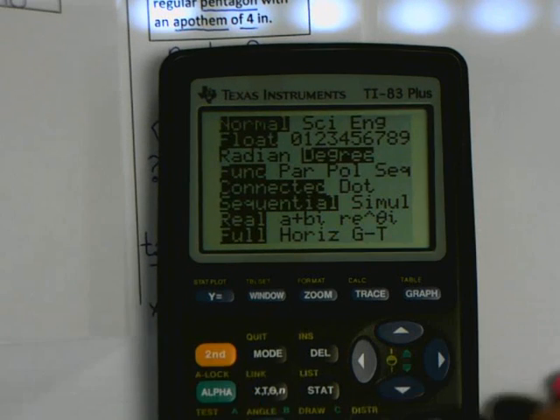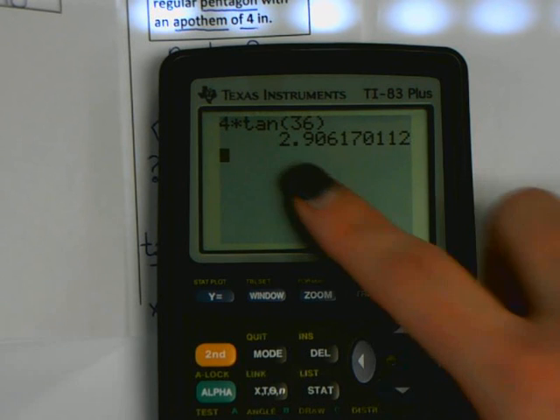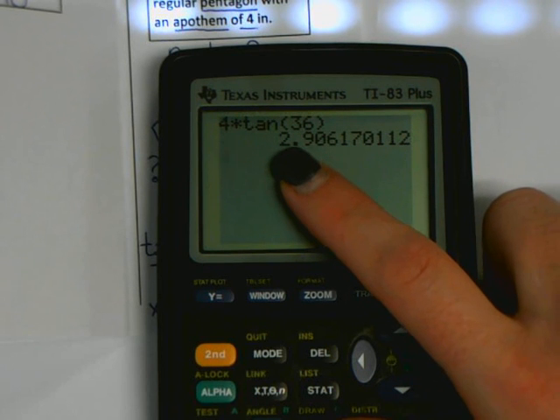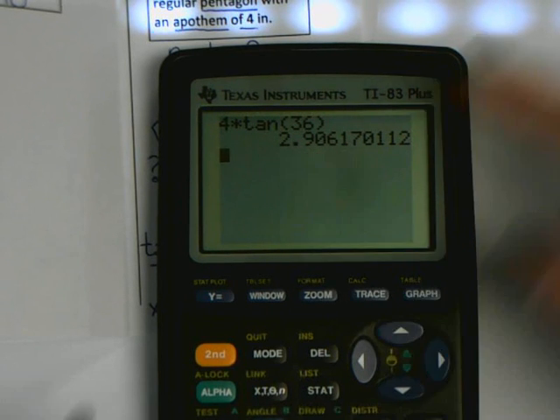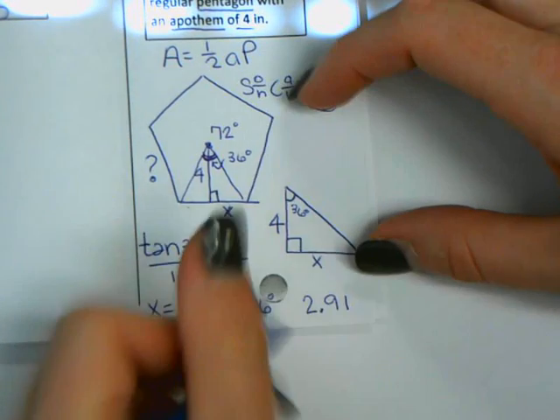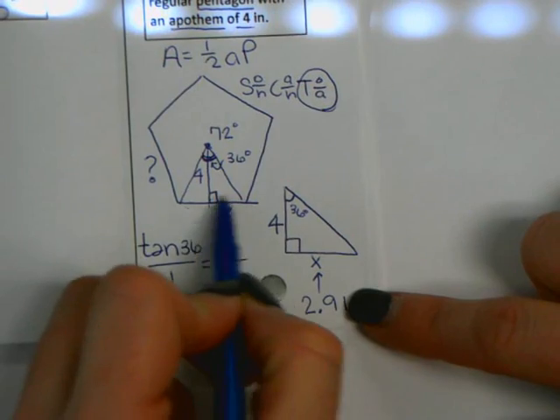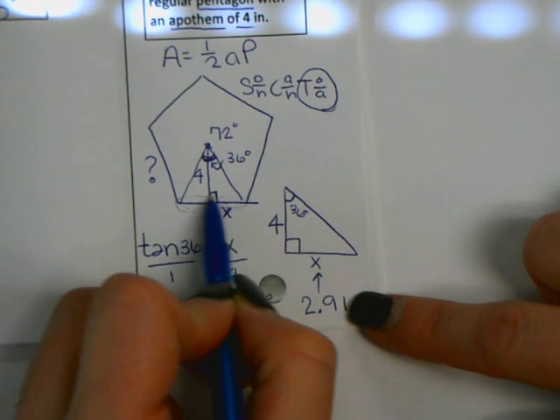Throw it in my calculator. Make sure you are in degree mode. So mine's in degree mode. 4 times tangent of 36. And I will have to round. I'm going to round this to 2.91. So 2.91 is my value of x.